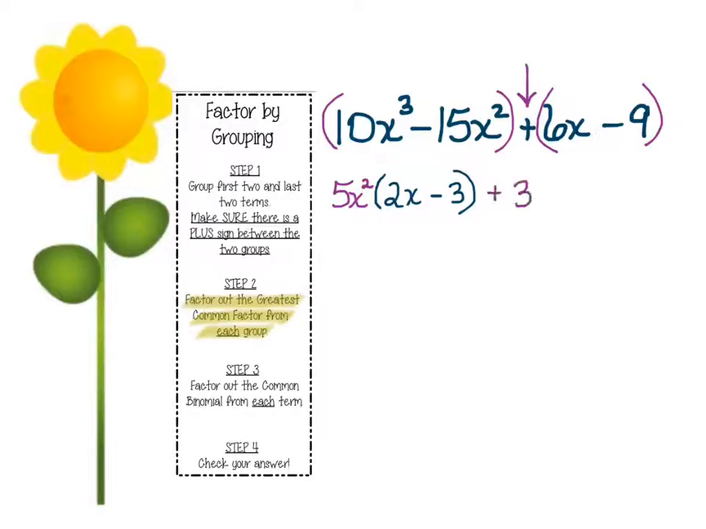Upon inspection, I see that it has a positive 3 as a GCF. And so when I divide a 3 out of this, I get a 2x, and a 3 out of this, I'm going to get a minus 3.